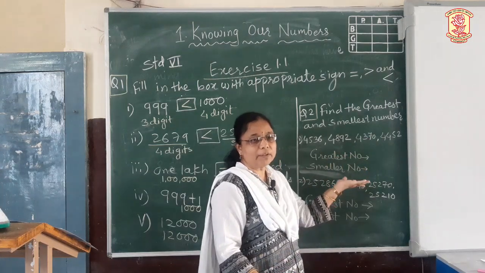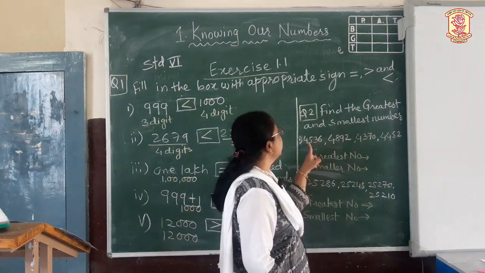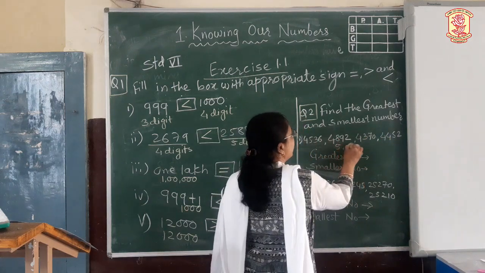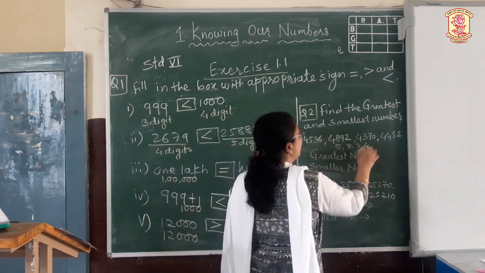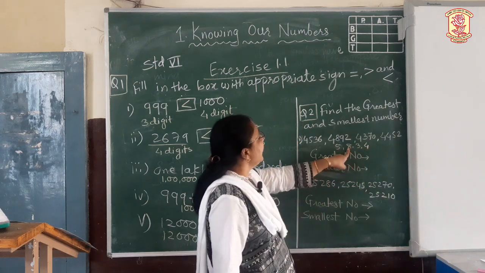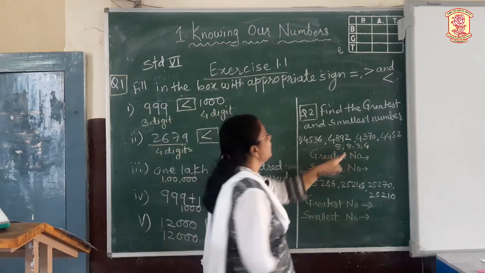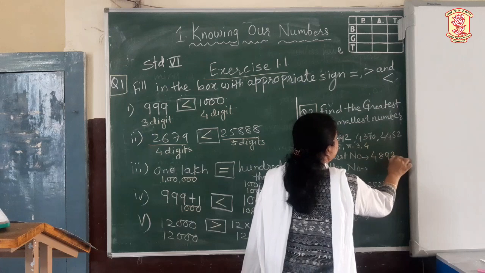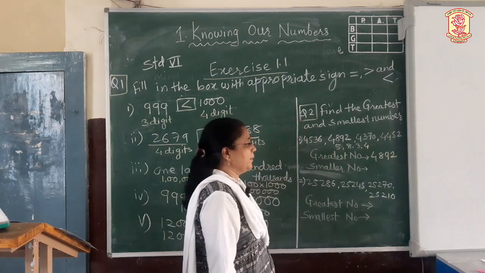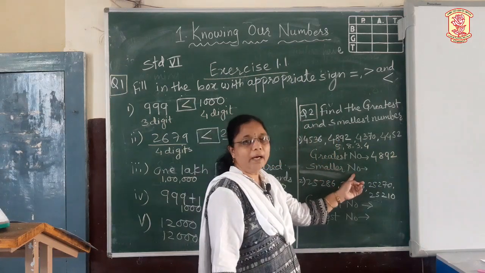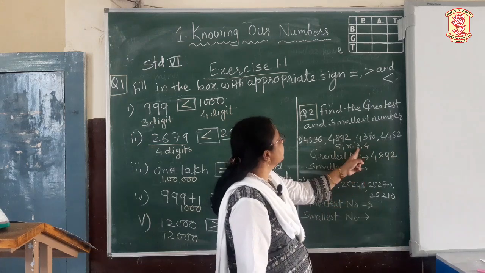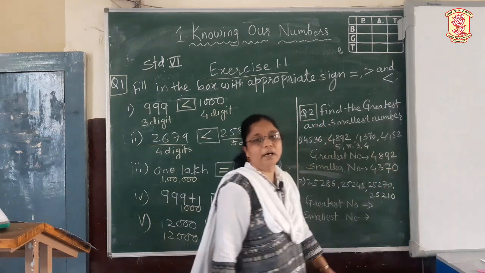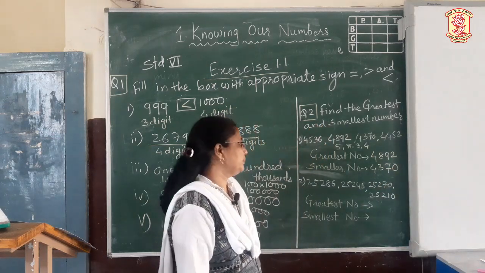So we have to look at the second left digit, that is 5, 8, 3 and 4. Which one is the greatest here? 8 is greatest. So we write 4,892 is the greatest number. And which is the smaller number here? Smaller digit is 3. So 4,370 is the smaller number.